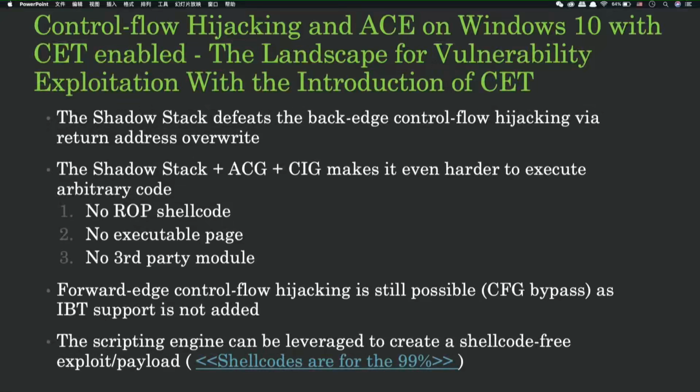Second, shadow stack together with ACG and CIG. ACG stands for arbitrary code guard. CIG stands for code integrity guard. Those make arbitrary code execution even more difficult. Why is that? First of all, the shadow stack pretty much defeats raw shellcode. We cannot jump arbitrarily anymore. And then, as we know, the purpose of ACG is to load only known code into memory for execution. And CIG makes sure that when the code is loaded, it cannot be changed.